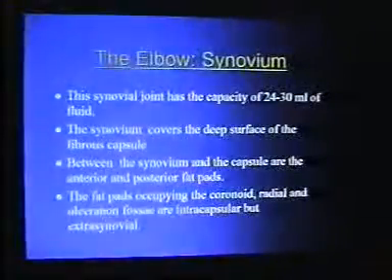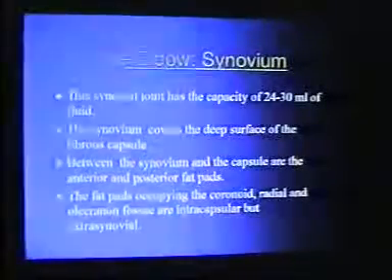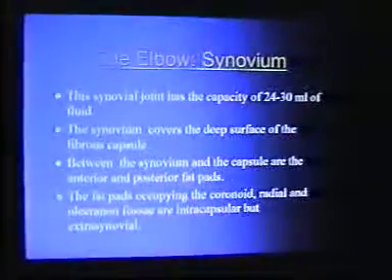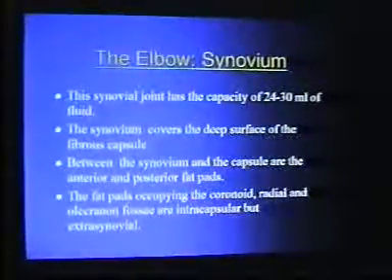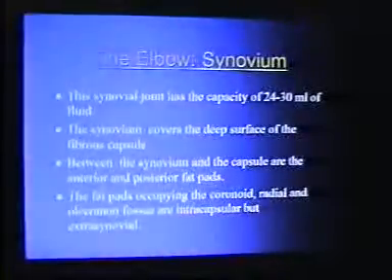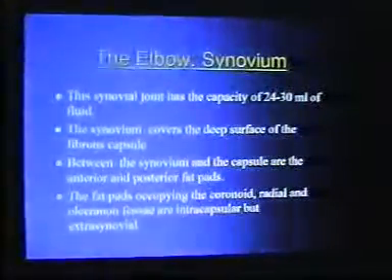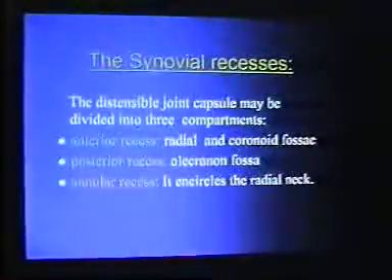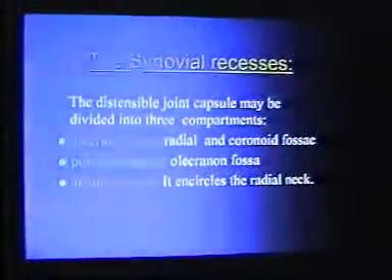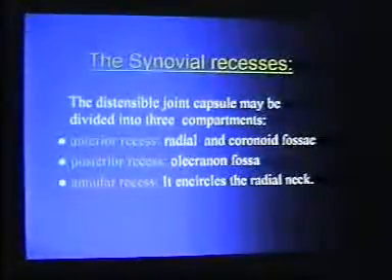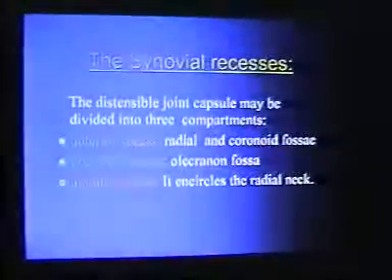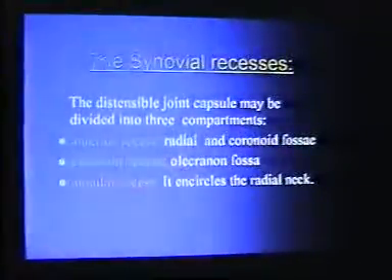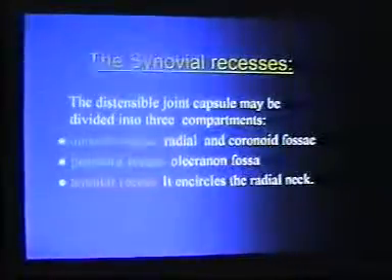The elbow synovium. This synovial joint has the capacity of 24 to 30 ml of fluid. This synovium covers the deep surface of the fibrous capsule. Between the synovium and the capsule are the anterior and posterior fat pads. The fat pads occupying the coronoid, radial and olecranon fossae are intracapsular but extrasynovial. The synovial recesses. The distensible joint capsule may be divided into three compartments: anterior recess, radial and coronoid fossa; posterior recess, olecranon fossa; and annular recess, which encircles the radial neck.